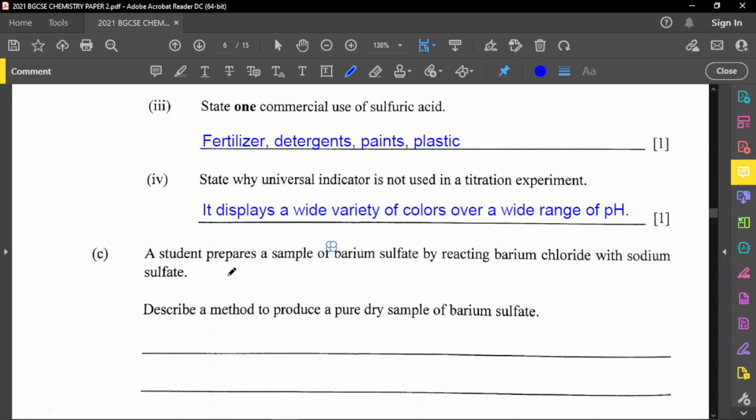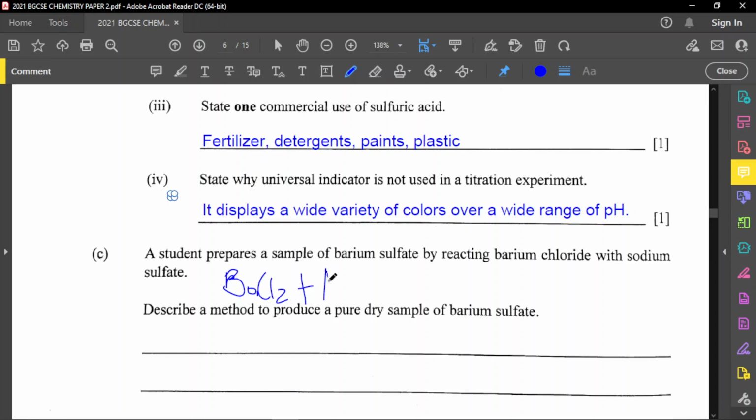Okay, so barium chloride. So it's going to be BaCl2. That's barium chloride. Remember, barium is from group 2. Chlorine is from group 7. Let me just erase that mistake right there. So BaCl2 is the barium chloride that's going to react with sodium sulfate. It's going to be Na2SO4.